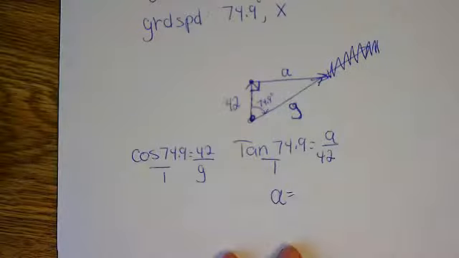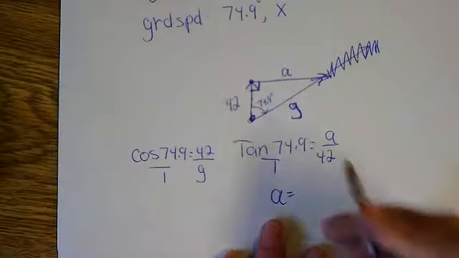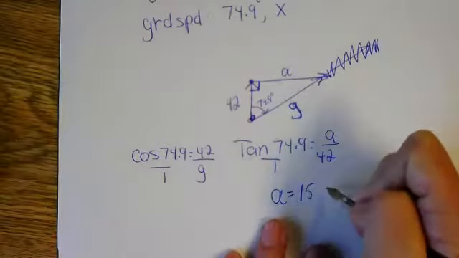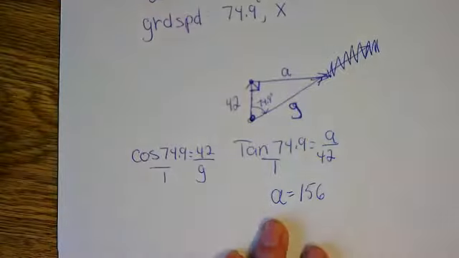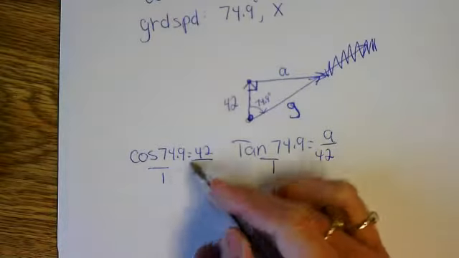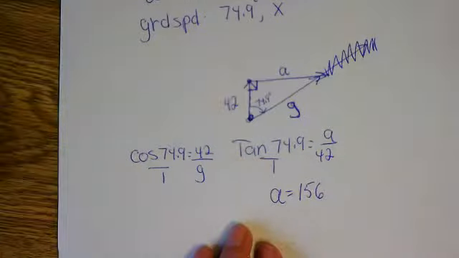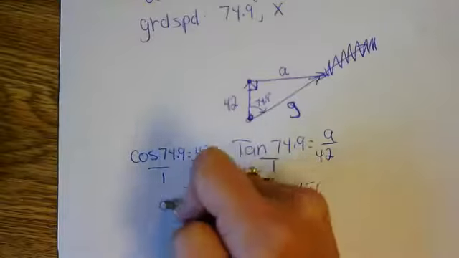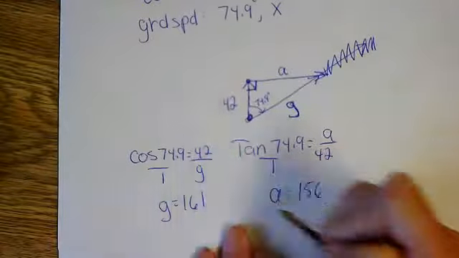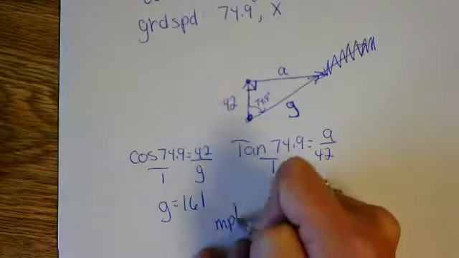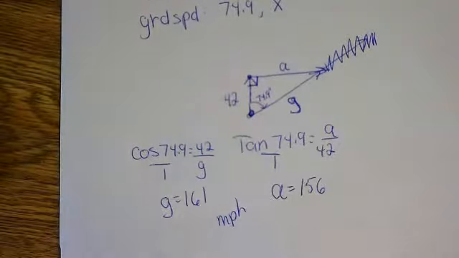Let's see what I get here. Tan 74.9 times 42, 156, I'll just round it off. This one here is going to be a multiply and then a divide. So it's going to be 42 divided by cosine of 74.9, 161. These were both miles per hour. Okay, let's try one more.